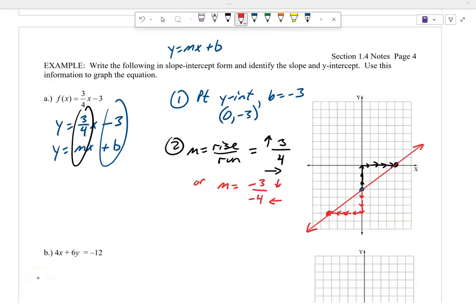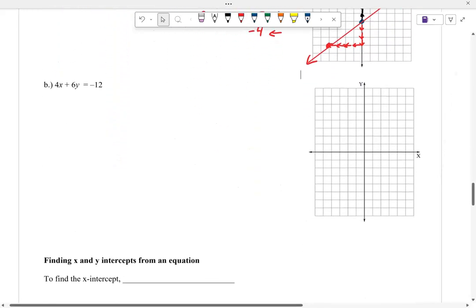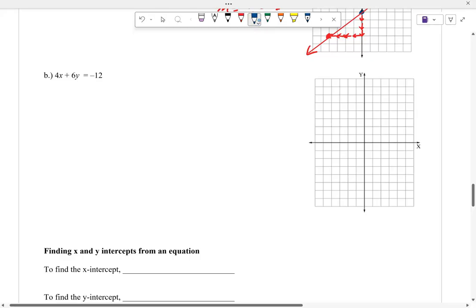Now this one gives us the general form, 4x plus 6y equals negative 12. It's not a very useful form. Let's put it into a useful form by solving for y. Put it in slope-intercept form so that we can go ahead and graph it. So let's solve for y.